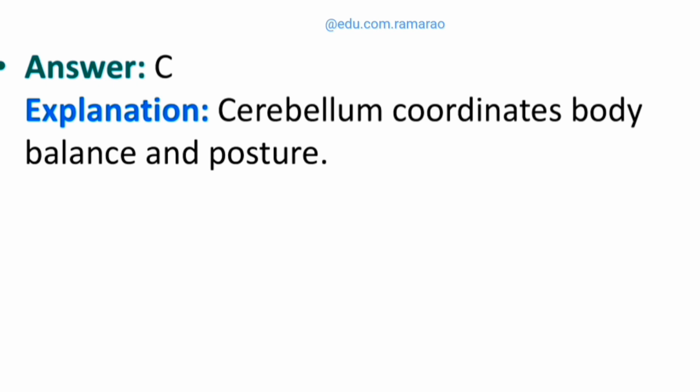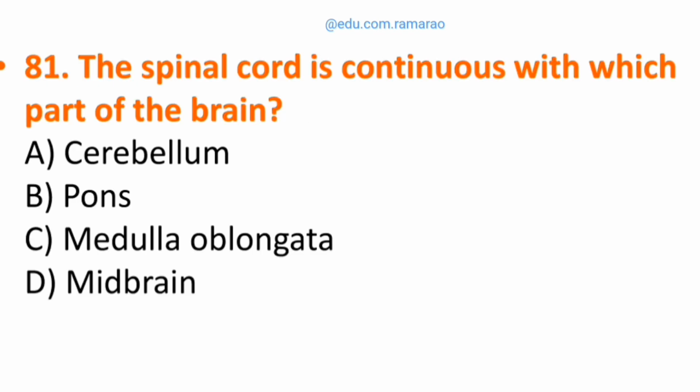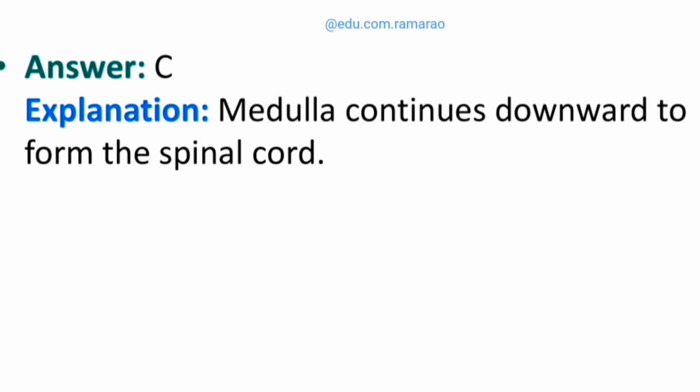The next question. The spinal cord is continuous with which part of the brain? Option A cerebellum, option B pons, option C medulla oblongata, option D midbrain. The correct answer is option C. Medulla oblongata continues downwards to form the spinal cord.